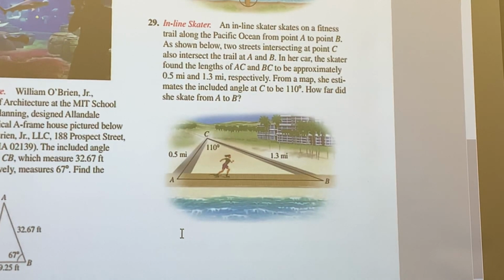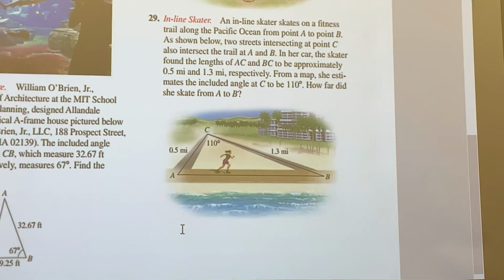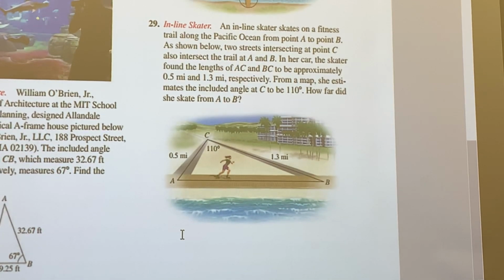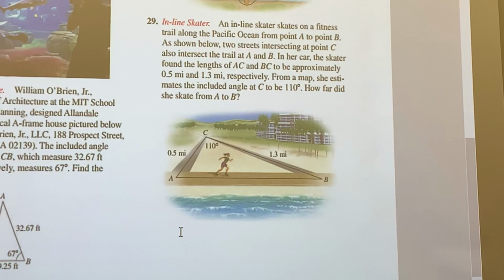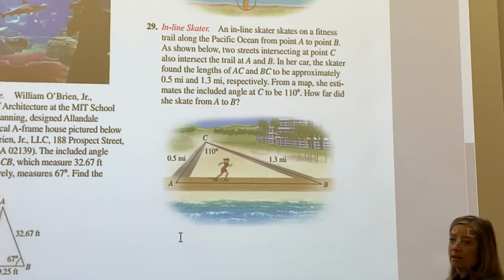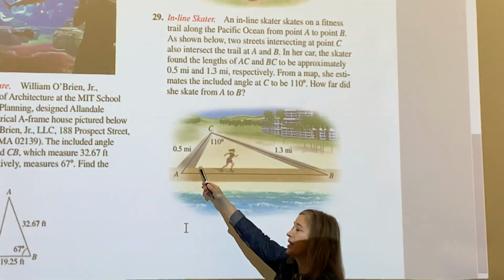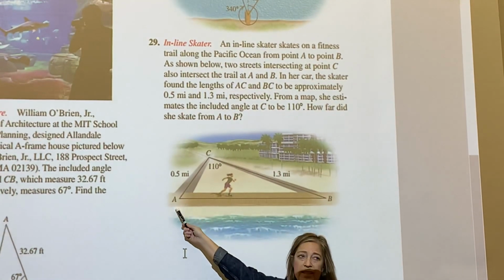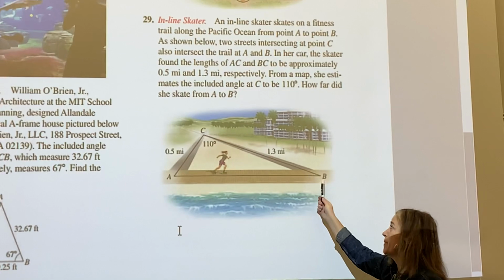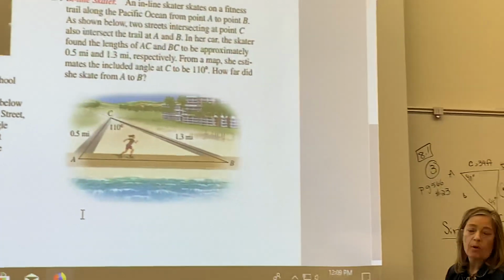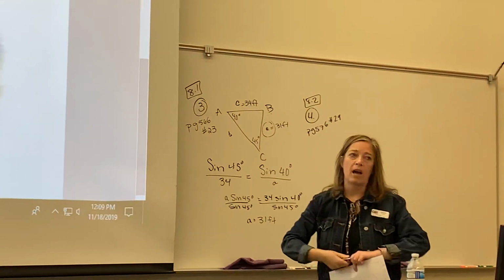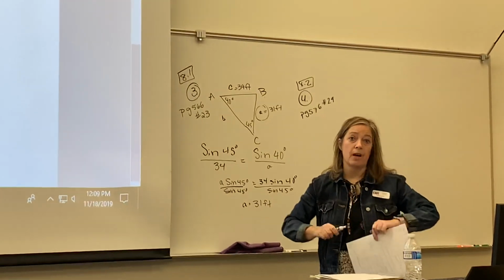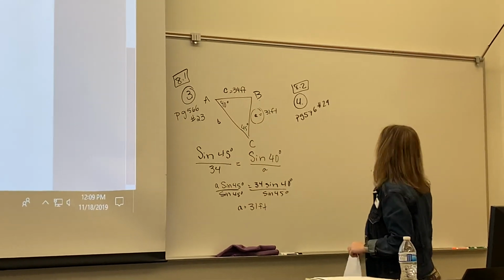It says from a map, she estimates the included angle at C to be 110 degrees. How far did she skate from A to B? Okay, so what we're given is a side, an angle, and a side, and what we want to find is how far did she skate, so from A to B. So when we're given a side, angle, side, then we're going to use the law of cosines to solve for that. So let's go ahead.